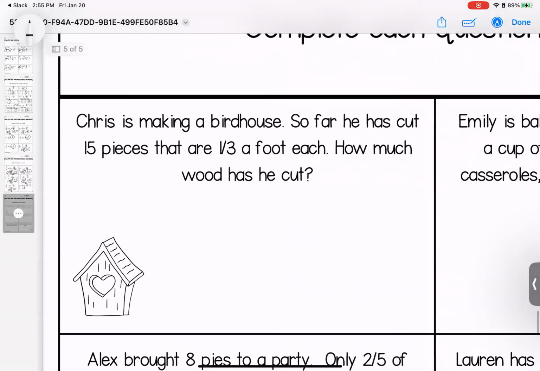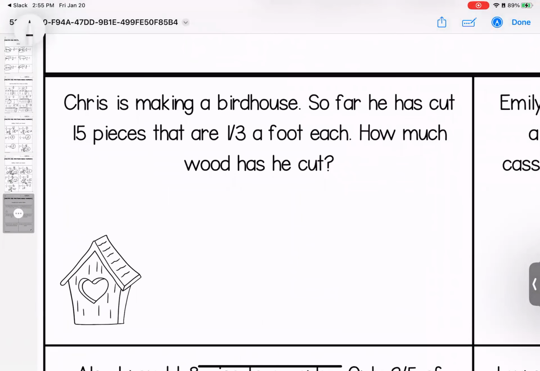Last page is word problems. Remember, with word problems, we're asking ourselves, what are they asking me to do? What numbers are they giving me to use? So we're talking about Chris. Chris is making a birdhouse. So far, he has cut 15 pieces that are 1/3 of a foot each. How much wood has he cut?